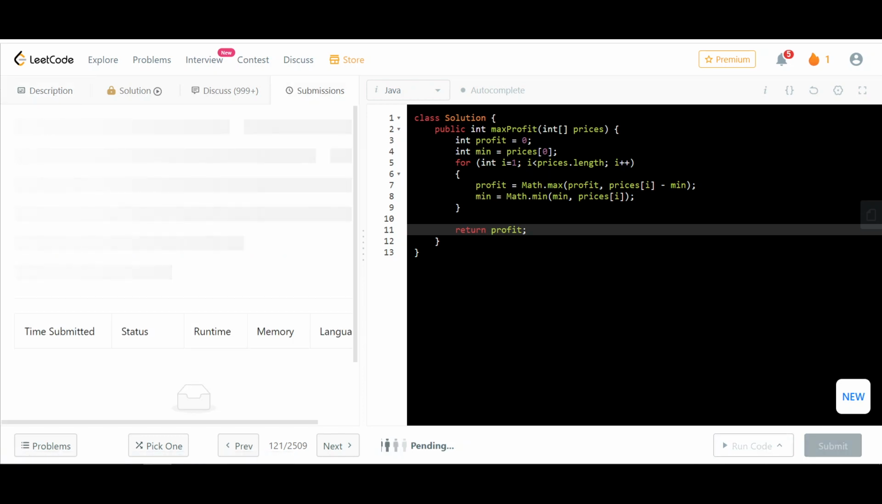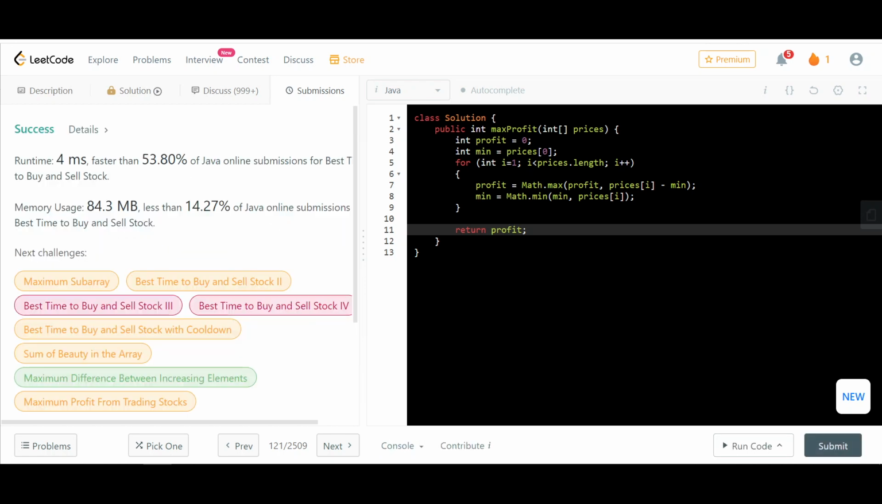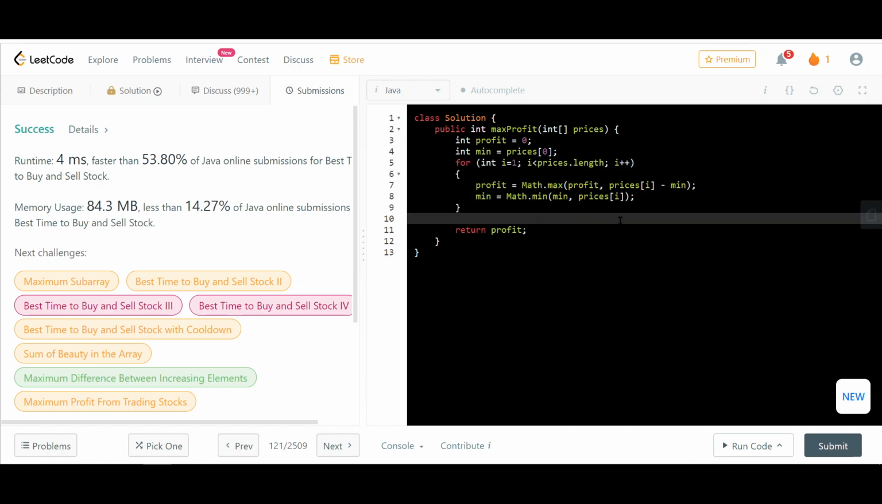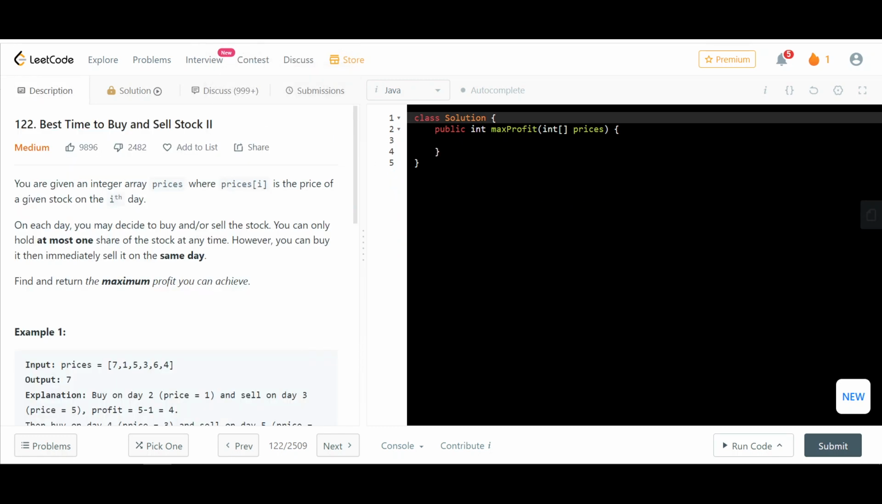And let's see if this works. And it works. So that's the time and space complexity, a single loop, so O(n), and space complexity is O(1). All right, let's move on to the next problem.